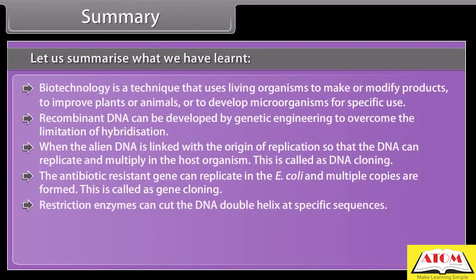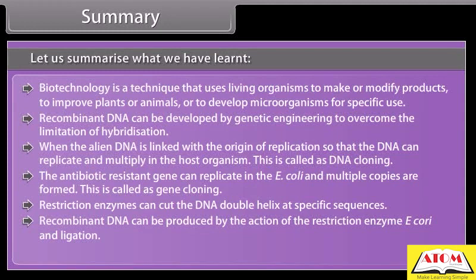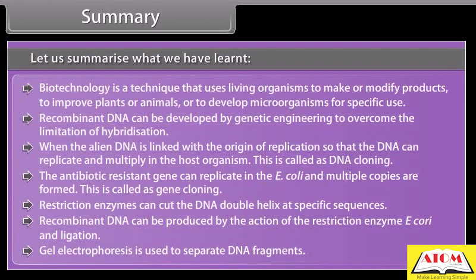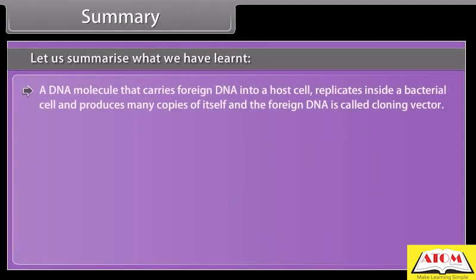Restriction enzymes can cut the DNA double helix at specific sequences. Recombinant DNA can be produced by the action of the restriction enzyme, E. coli and ligation. Gel electrophoresis is used to separate DNA fragments. A DNA molecule that carries foreign DNA into a host cell, replicates inside a bacterial cell and produces many copies of itself and the foreign DNA is called cloning vector.